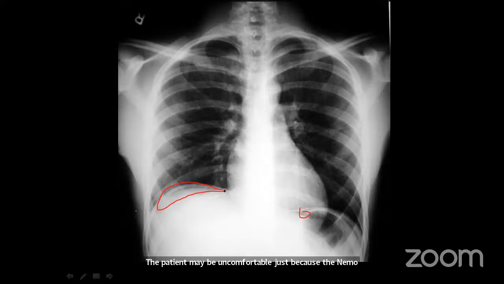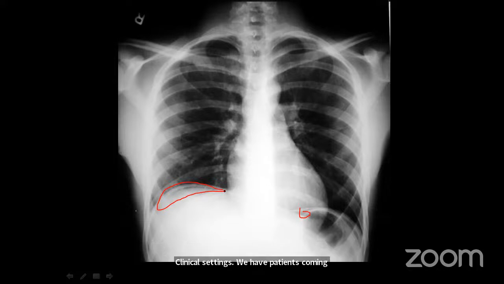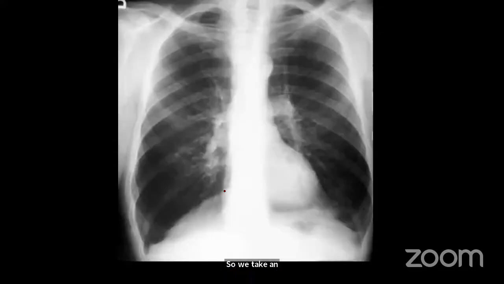In our clinical settings, we have patients coming with vague symptoms, that I feel breathless, I feel tired, I don't feel right, you know? And we take an X-ray as a primary investigation. So we take an X-ray, and this is what may turn out to be here on the diaphragm.